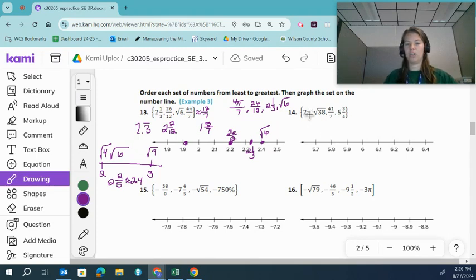2 pi is approximately 2 times 3.14, which is going to be 6.28. So somewhere right about here. Then we have the square root of 38. Again, the square root of 36 would be my whole number here, and the square root of 49 would be 7, my whole number there. The square root of 38 falls between those two.